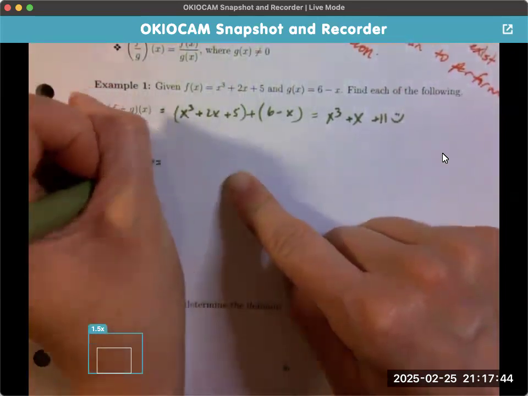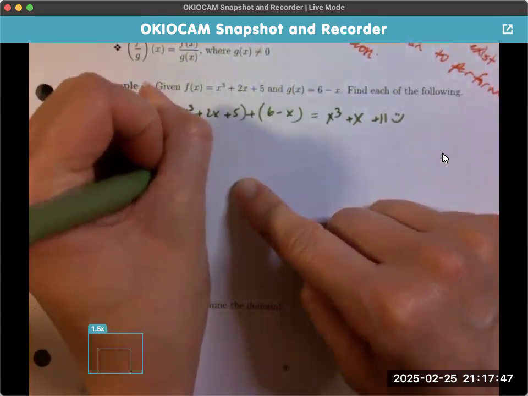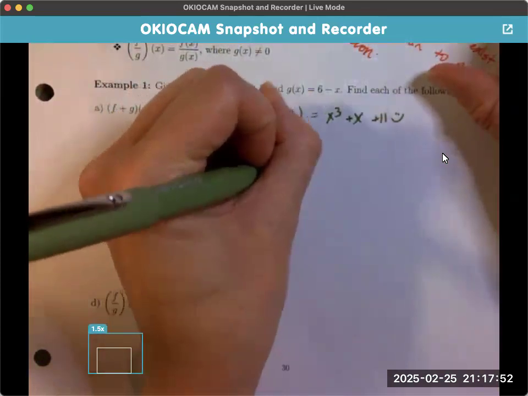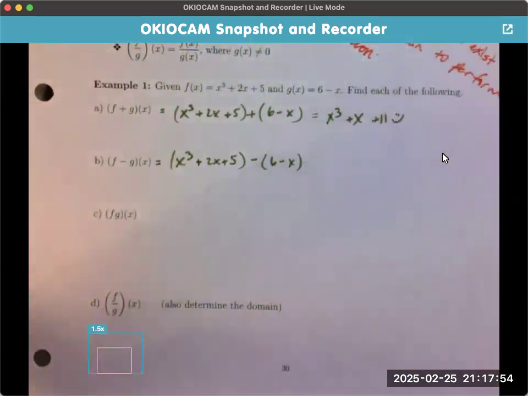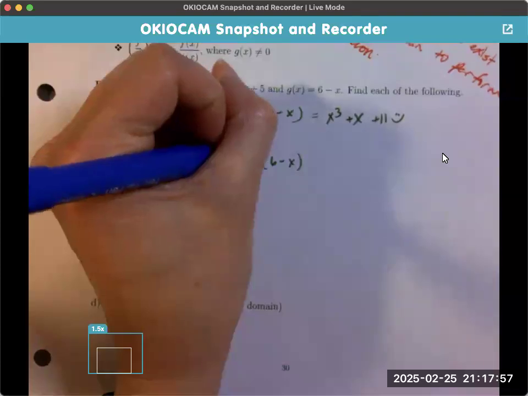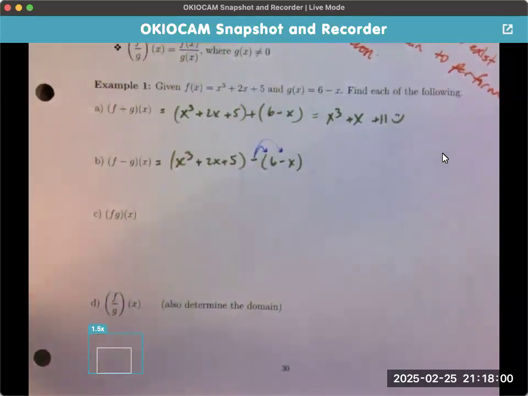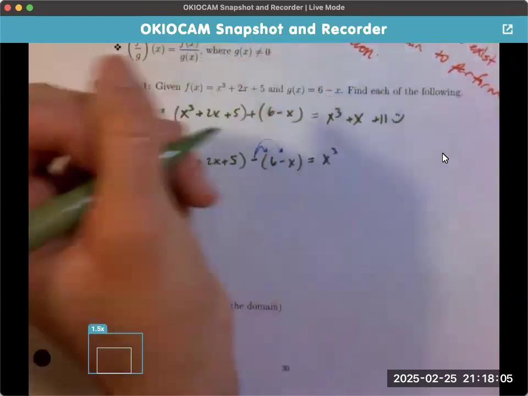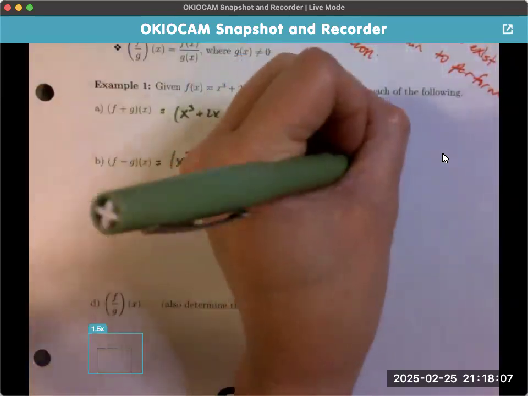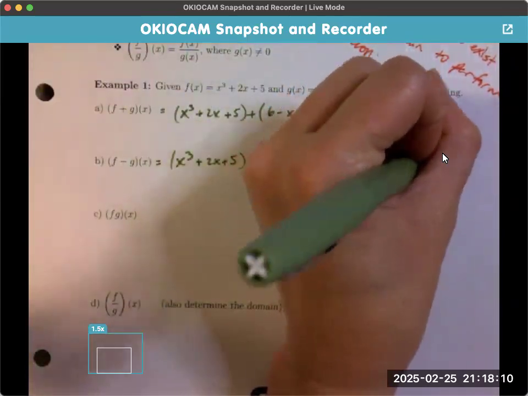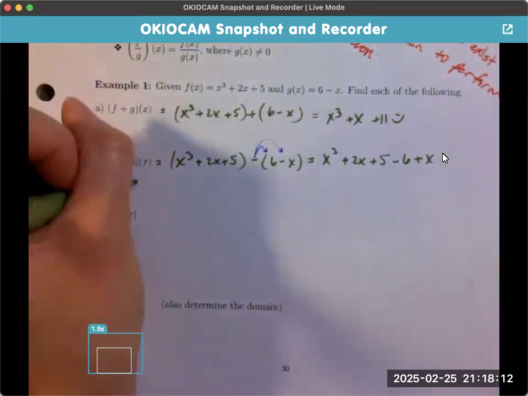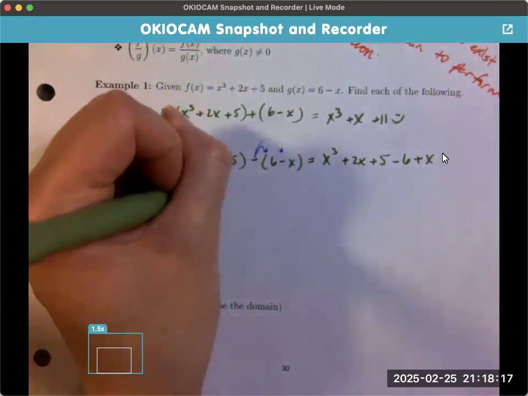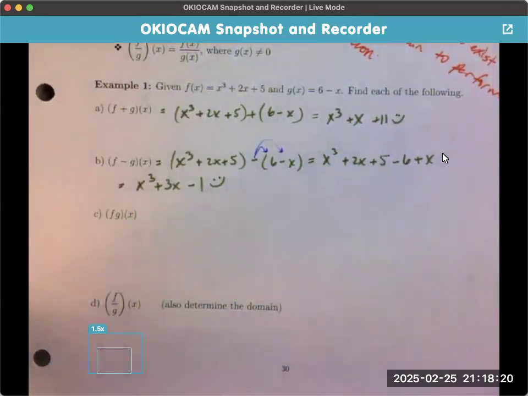All right. So here, this is x cubed plus 2x plus 5, now minus 6 minus x. We have to be sure to distribute that negative. So x cubed plus 2x plus 5 minus 6 plus x, combining like terms. That's x cubed plus 3x minus 1. Hopefully that's what you got too.